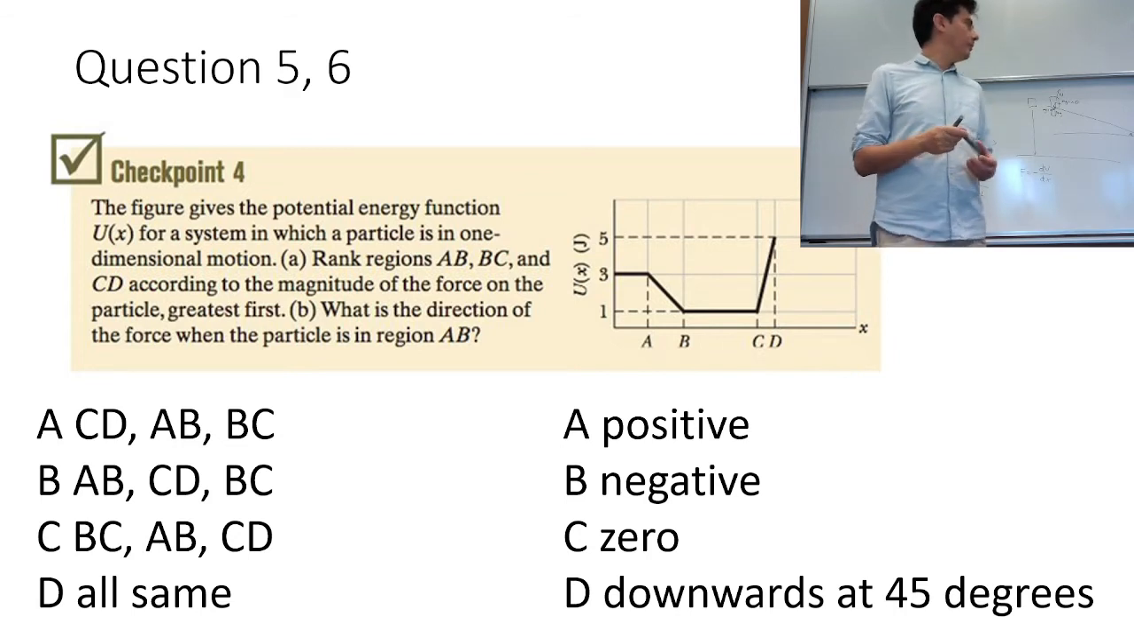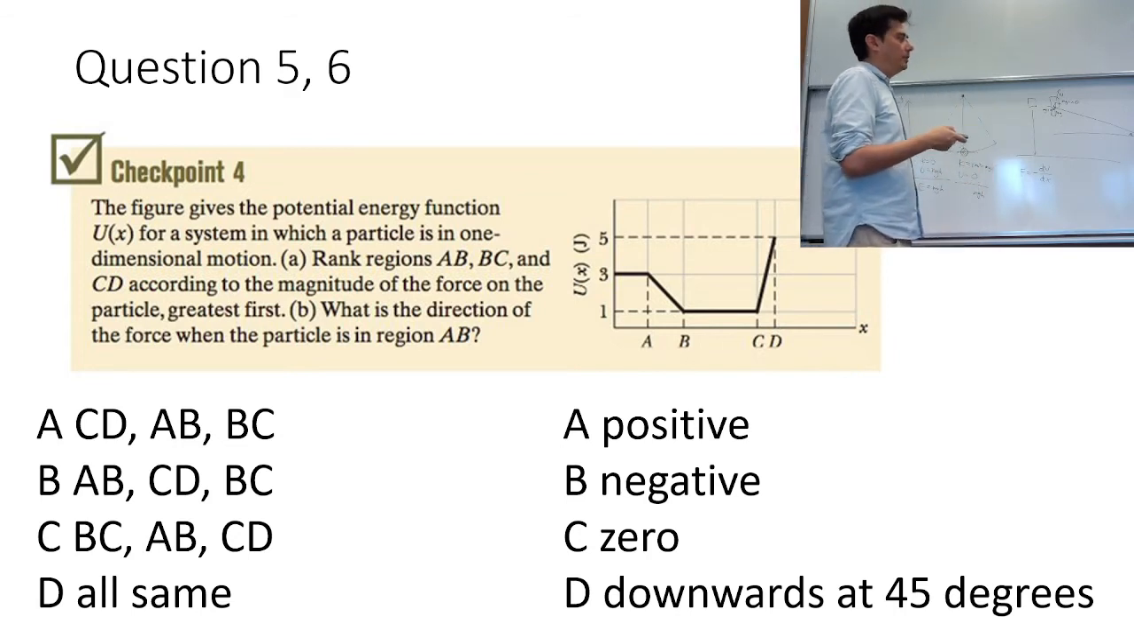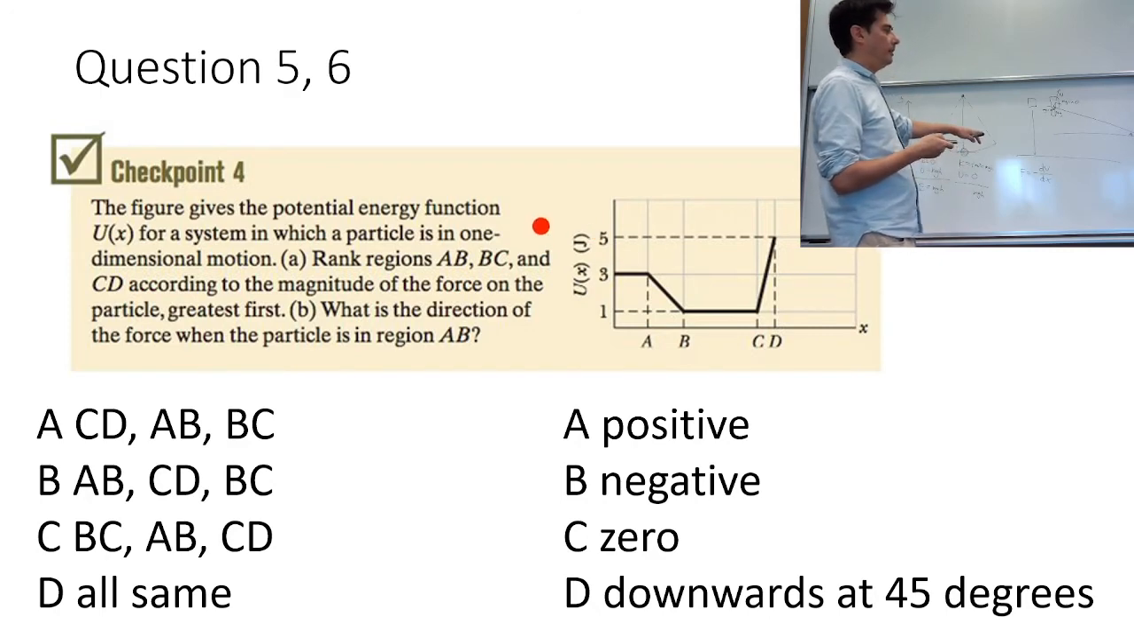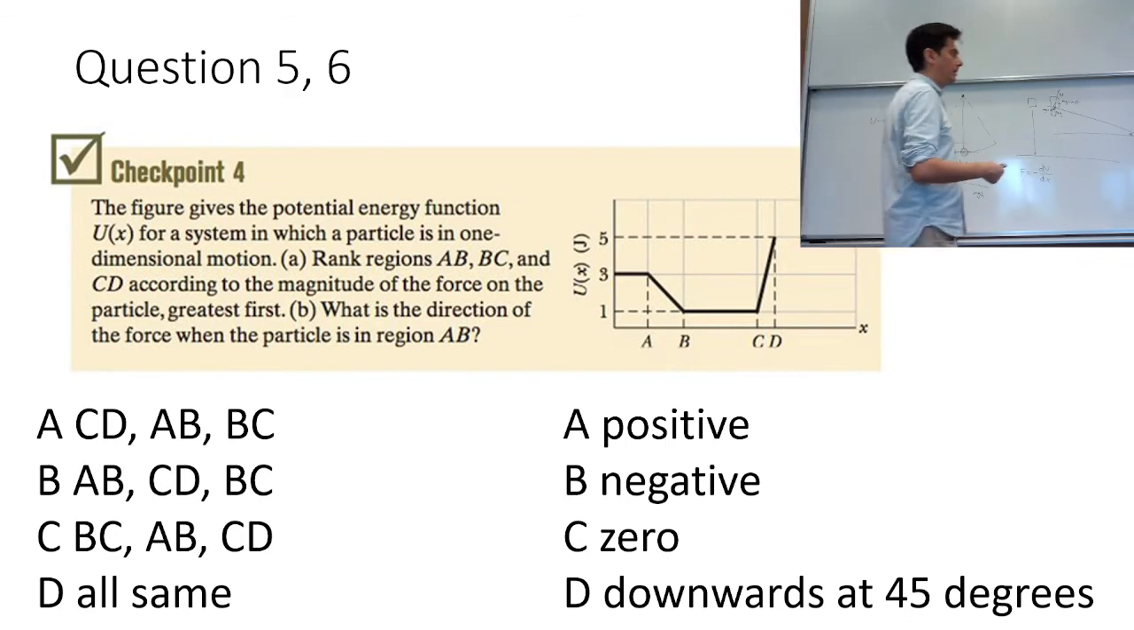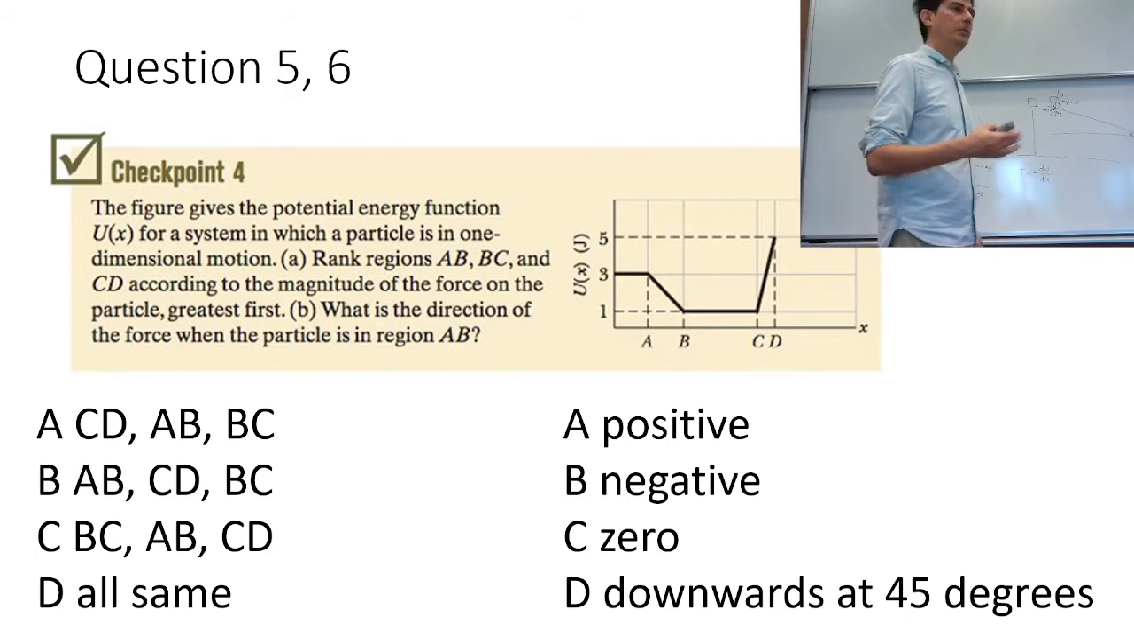Okay, what is the direction of the force when the particle is in region AB? Right, yes. So it's positive. Calculationally, you can work it out like, okay, the derivative of this is negative, and then the minus sign makes it positive, and that's why it's A. That's a mathematical way, but maybe it's good to also look at it from a physical perspective.